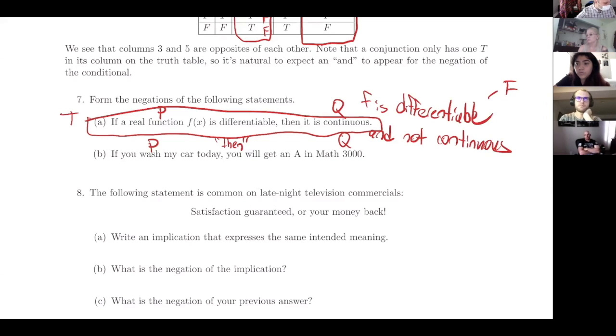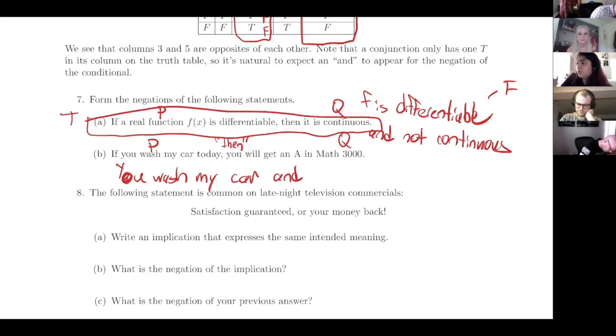Okay, somebody else want to share what you did for the negation of B? Yeah, I can. Okay, thank you, Stephanie. So you'll wash my car today, and you won't get an A in Math 3000. That's right. So you wash my car. It's really clean. It hasn't gone very far, so that's the good thing. You wash my car, and we negate the conclusion, and you don't get an A. Okay, so it's interesting that when we actually negate a conditional statement, we don't get a conditional statement back. We get a conjunction back.